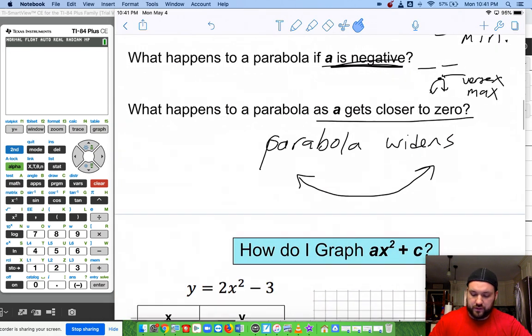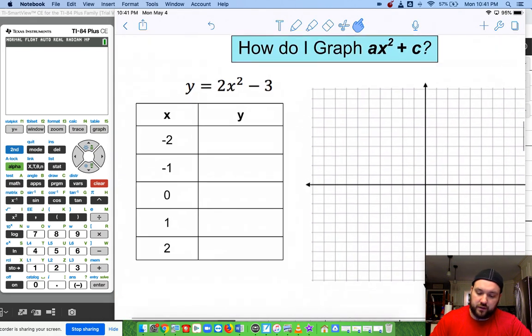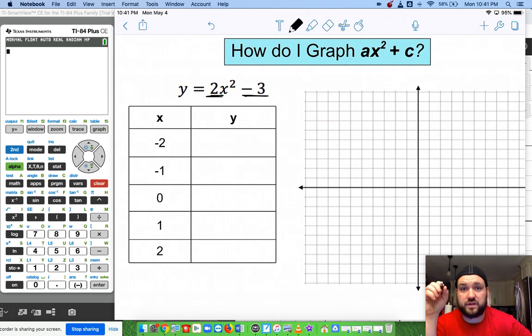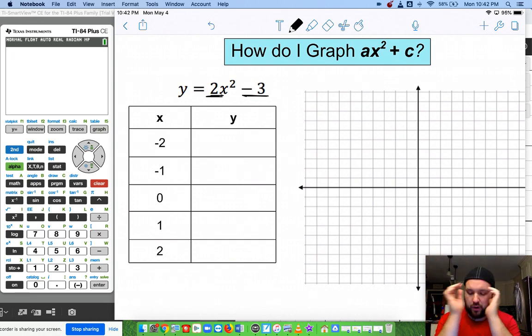Okay, so what we're going to take a look at today is here we have a graph, and here we have the equation y equals 2x squared minus 3. We know the fact that the first number is 2 tells us it's positive 2, so the graph's going to open up, and the number is bigger than 1, so the graph's going to be a little bit narrower than our standard parabola.